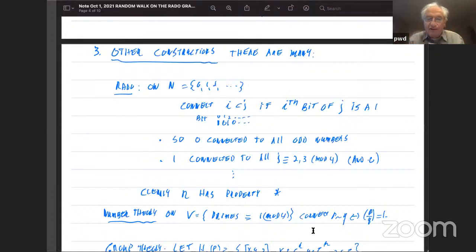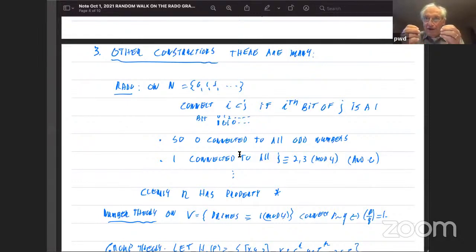So let's try to look at that for a second. The bits are labeled from left to right. The first bit is the zeroth bit. That's the convention I'm going to use. So the number zero in the integers is connected to all the odd numbers, all the numbers that have a one in the zeroth position, that begin with one. One is connected to numbers with one in the first position, and those are numbers which are 2 or 3 mod 4, and of course 1 is also connected to 0.